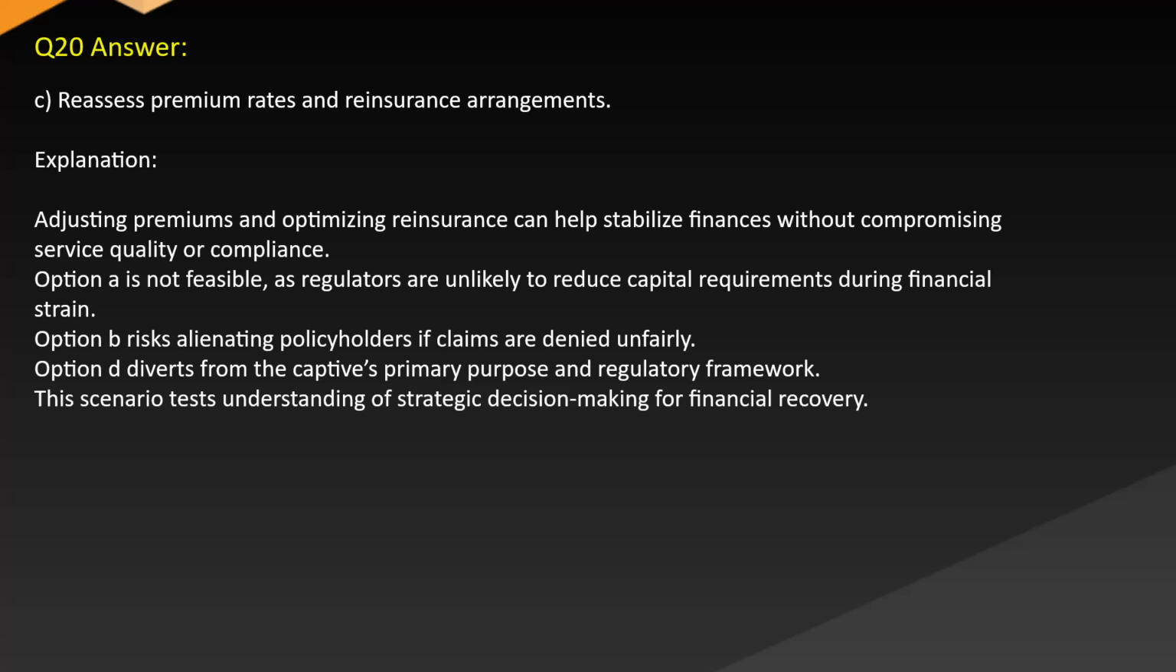Answer: C. Reassess premium rates and reinsurance arrangements. Explanation: Adjusting premiums and optimizing reinsurance can help stabilize finances without compromising service quality or compliance. Option A is not feasible as regulators are unlikely to reduce capital requirements during financial strain. Option B risks alienating policyholders if claims are denied unfairly. Option D diverts from the captive's primary purpose and regulatory framework. This scenario tests understanding of strategic decision-making for financial recovery.